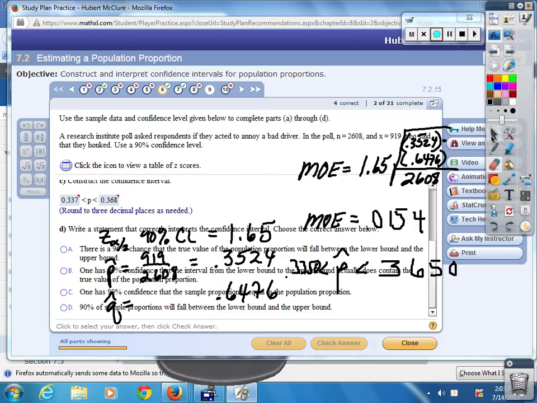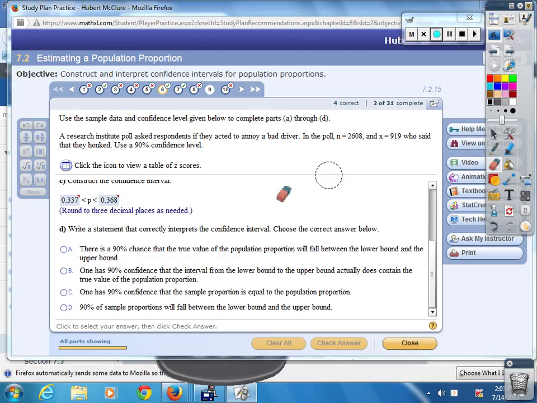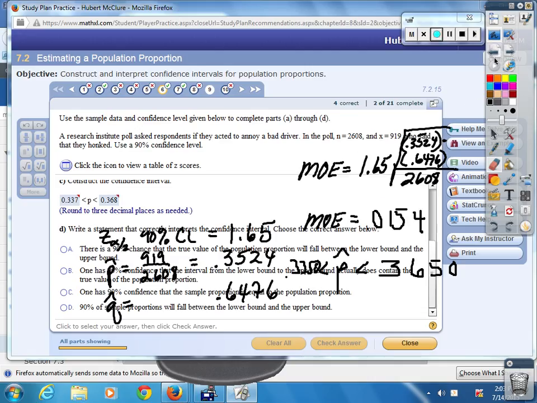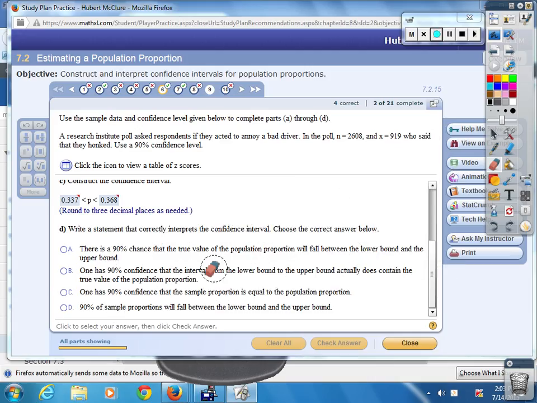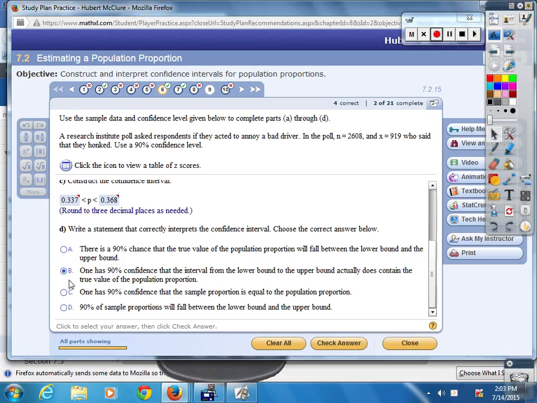Okay, let's see if we can figure out what they're wanting. All right, what did we say P was? 35%. All right, 35% falls in this. So you would say B. Didn't we say one has? Okay, and you know it's not equal unless it is equal, and then it would be. So we'll say it's B. Hallelujah, it's raining.